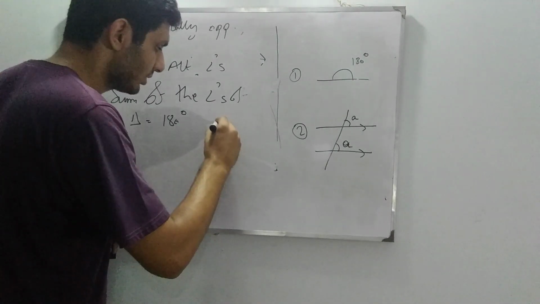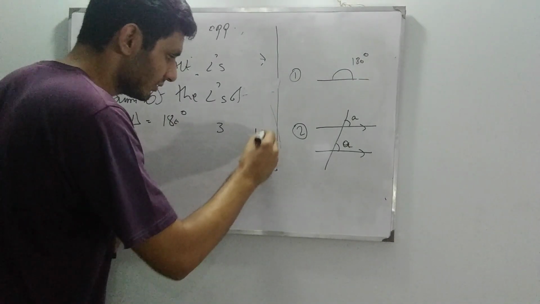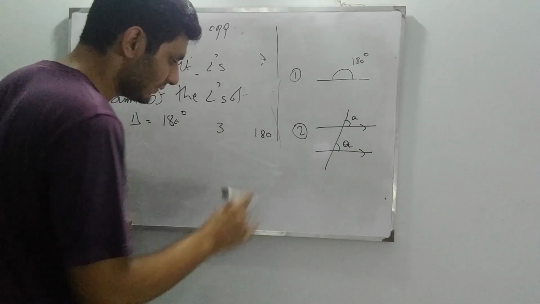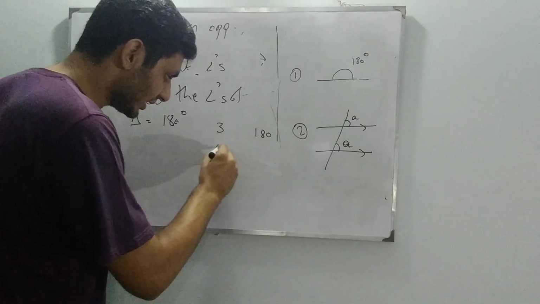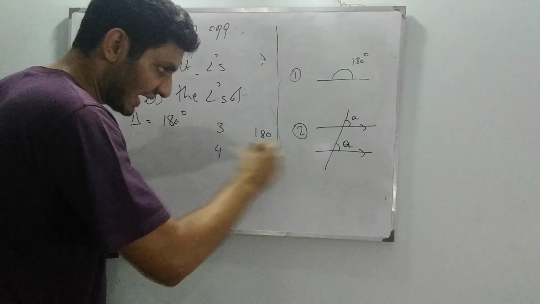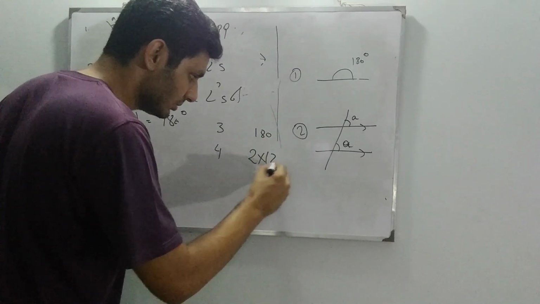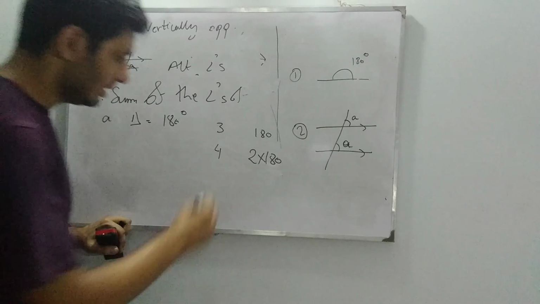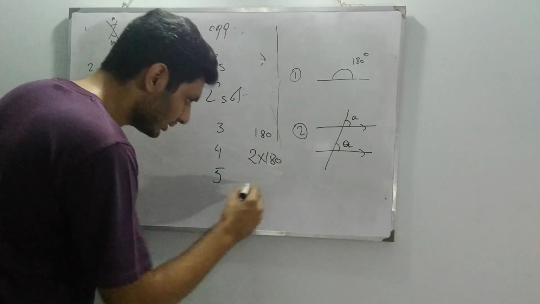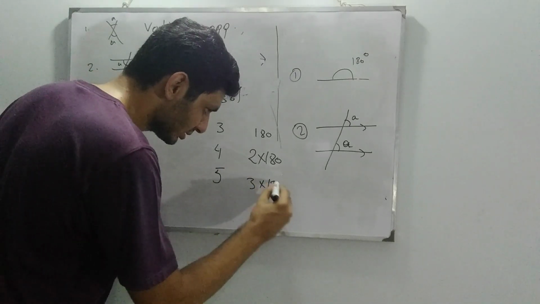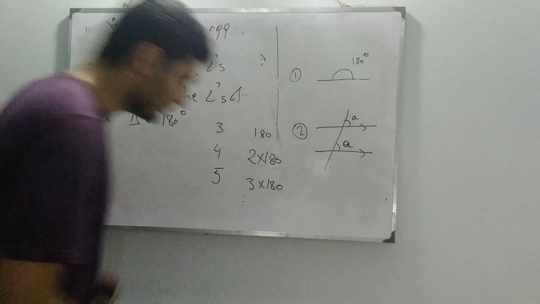If I have three sides, I have 180. So if I add a triangle, I increase the sides by one, but I add 180 degrees to the total internal angle, so that's 2 times 180. If I add another triangle, I get 3 times 180. And so on.